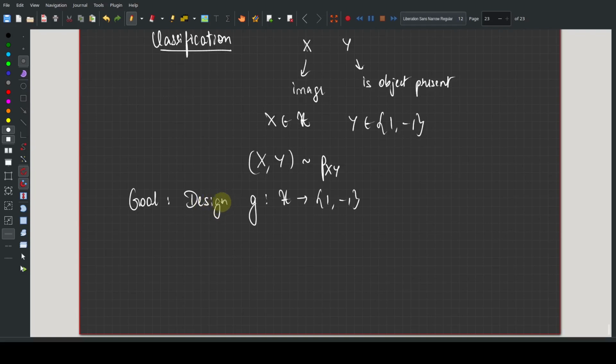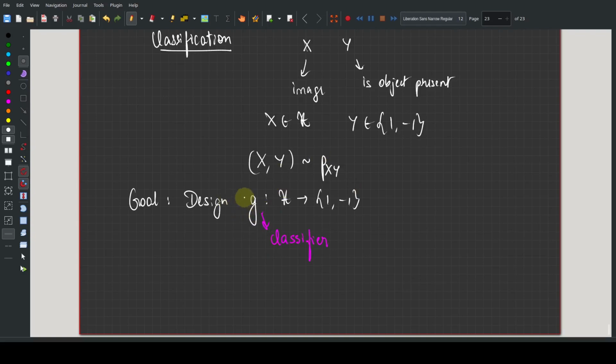So the goal is to design a function G, which we call the classifier, which estimates whether the object is present or absent in the given image. Correct?